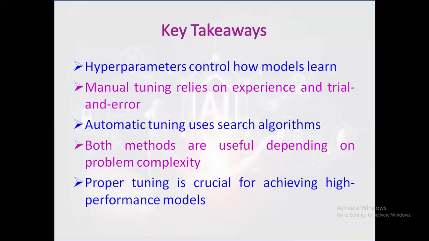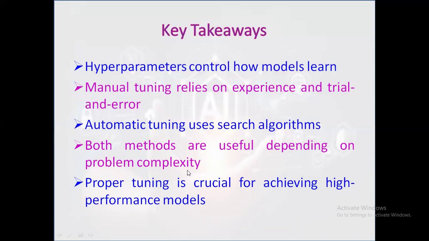Next, what are the key takeaways from this lecture? Hyperparameters control how models learn. They determine the structure, training speed, and complexity of a model, making them crucial for performance. Manual tuning relies on experimentation, experience, and trial and error. It depends on human judgment and repeated testing, making it suitable mainly for small and simple problems. Automatic tuning uses search algorithms. These methods systematically explore parameter combinations to find optimal settings efficiently. Both methods are useful depending on the problem complexity.